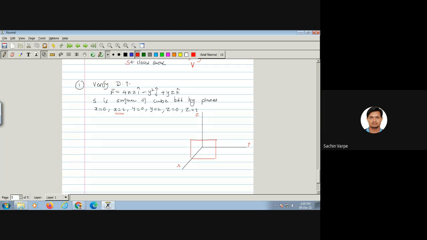This is a plane x is equal to 2. Clear? What are the coordinates here? 2, 0, 0. Here the coordinate is 2, y coordinate is also 2. Anyways, y equal to 0 means which plane? XZ plane. And y equal to 2 means which plane? Plane parallel to XZ. So that will be something like this.